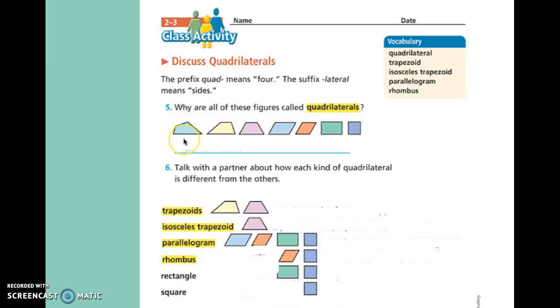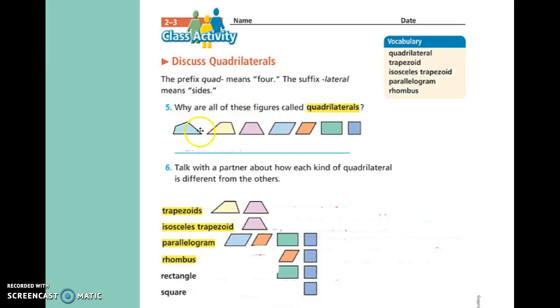Now, in this discussion, the four-sided shape does have to be closed. So if I had a figure like this, that has four sides but is not closed, then it's not a quadrilateral. All quadrilaterals close. I just wanted to point that out. They're four-sided shapes that are closed. So if we look at this next one here, it says, why are all these figures called quadrilaterals?